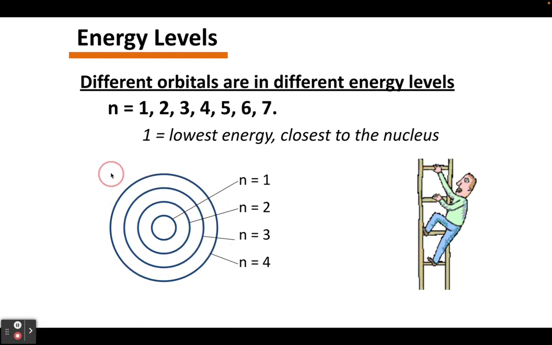So the bigger the number, the higher the energy. The higher the energy, the farther away you are from the nucleus. This is like rungs on a ladder. If you climb a ladder, the farther you get up the ladder, the farther you are from the earth. You can think of this as potential energy. The higher you go, the more energy you have, the farther away from the ground you get. So think of the energy levels as the rungs on a ladder.